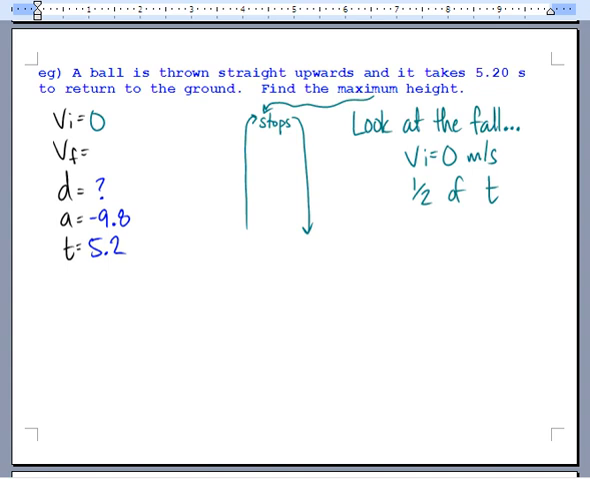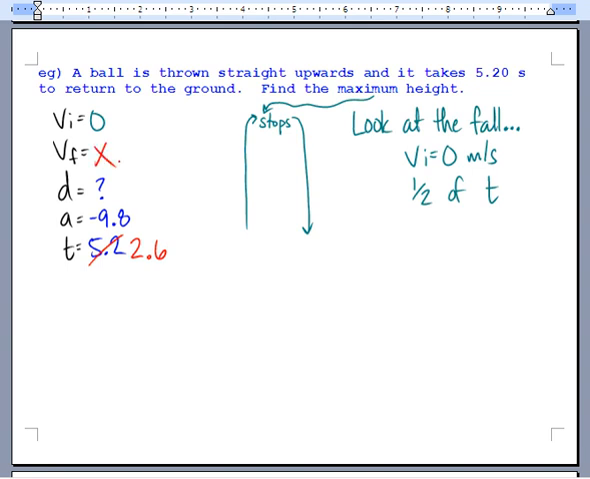And some of you might go, whoa, whoa, whoa. Does it actually spend half of its time going up and half of its time going down? The answer is yeah. The reason you can split the time right in half for up versus down is because gravity's locked in at negative 9.8. So as long as it's slowing down at the same rate that it starts speeding up on the trip down, we can simply chop that time in half, 2.6 seconds.